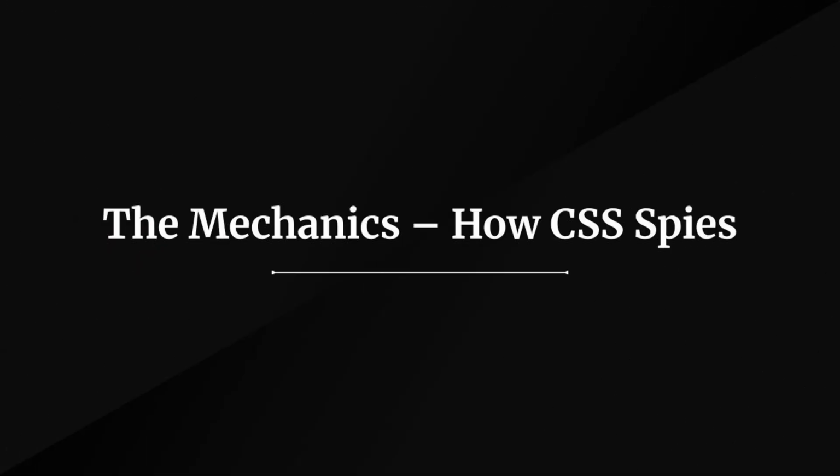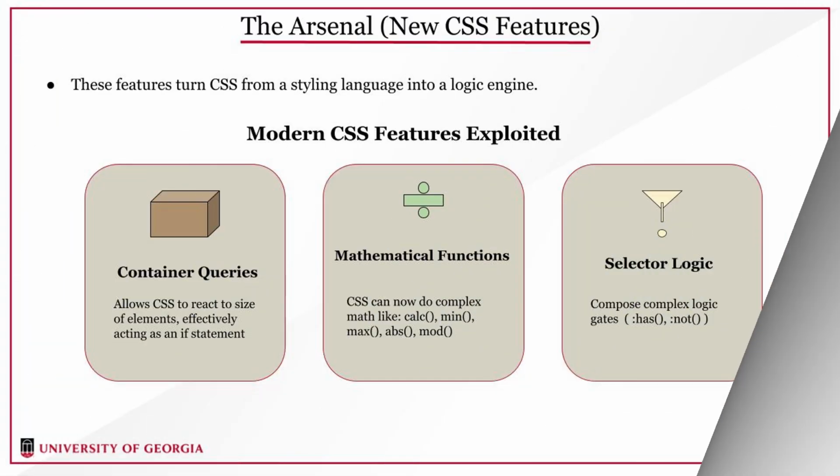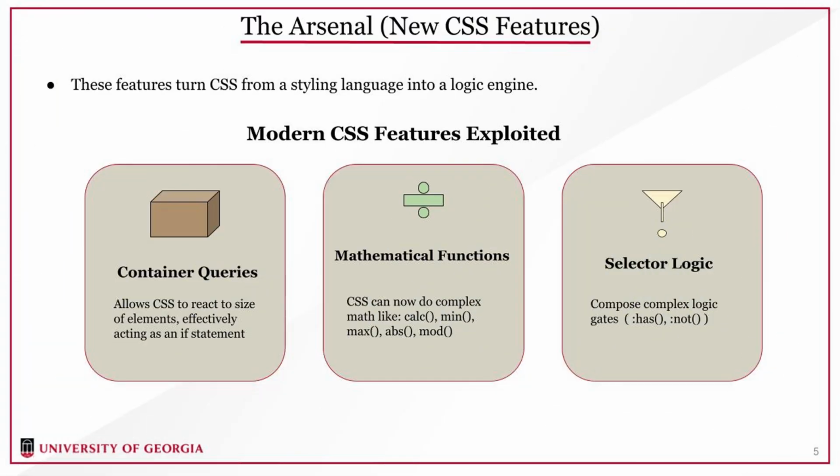So you might ask, how exactly does a style language act like a spy? Let's look at the mechanics. The authors exploit three modern features that effectively turn CSS into a logic engine. 1. Container queries. These are the big game changers.